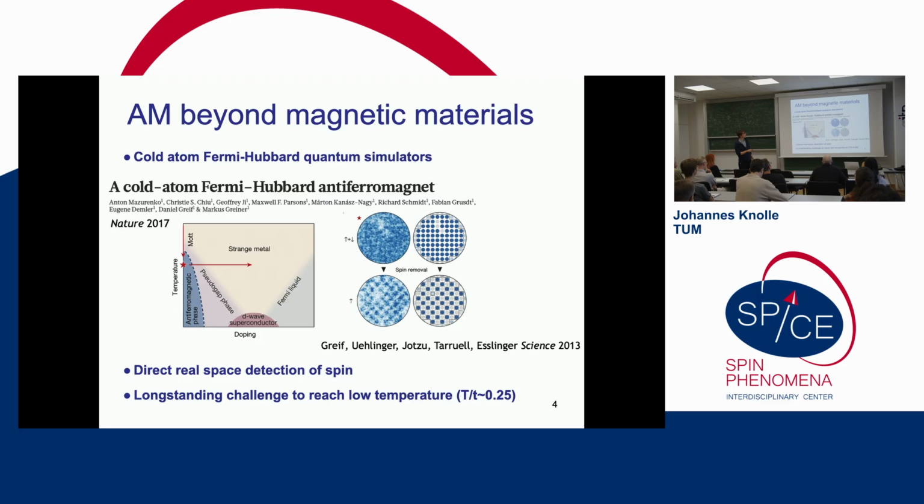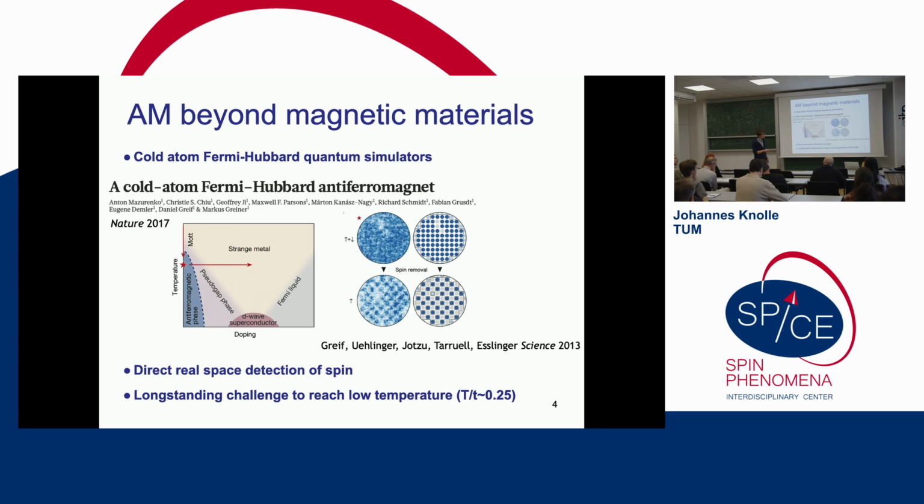And let me point out that this is a long-standing endeavor. Every few years you get another nice fancy paper for actually seeing just the Néel state in the Hubbard model. But the challenge is really to go to low temperatures. Currently, you go down to temperatures which are roughly a quarter. Maybe you can go a bit lower now. So you're essentially touching the area where you would see the phase transition.